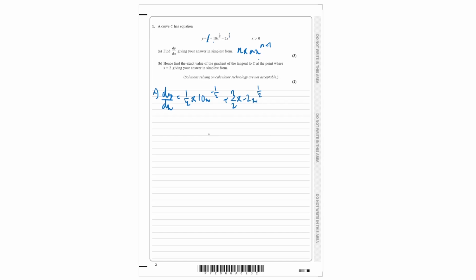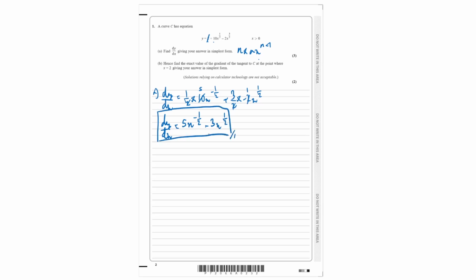We can simplify this further. 10 divided by 2 is 5, and I can see that negative 2 divided by 2 is 1. So dy by dx is equal to 5 times 1 is 5, and we copy down x to the power of negative 1 over 2, plus 3 times negative 1 is negative 3, and we copy down x to the power of 1 over 2. And since we can't simplify this any further, this is our final answer for part A.